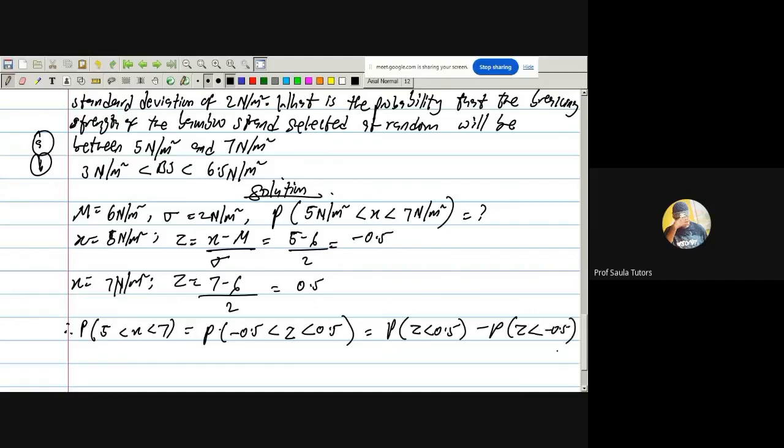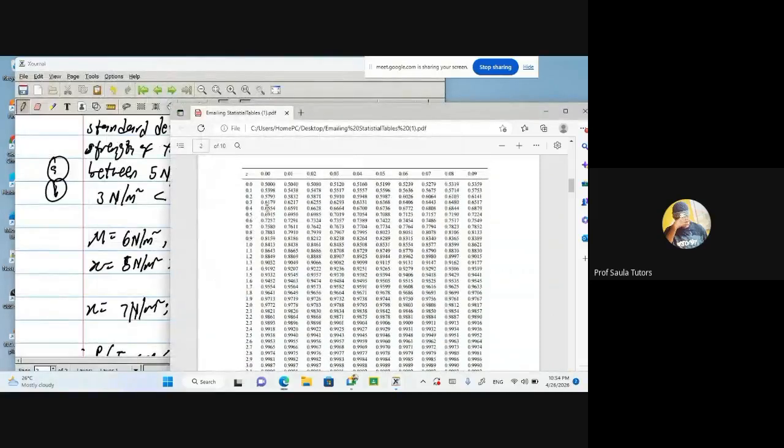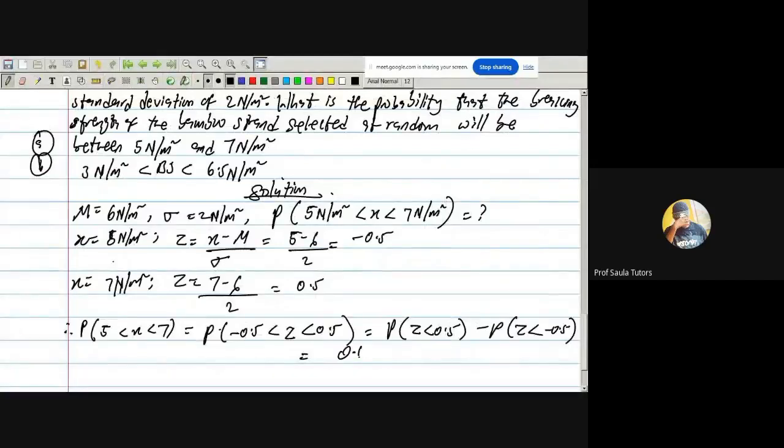How do we solve this? The probability of Z less than 0.5, from the table, is 0.6915. Now for the probability of Z less than minus 0.5, you remember how we find this?